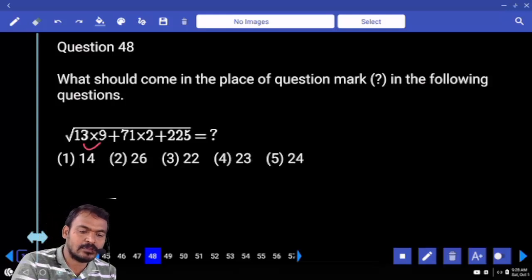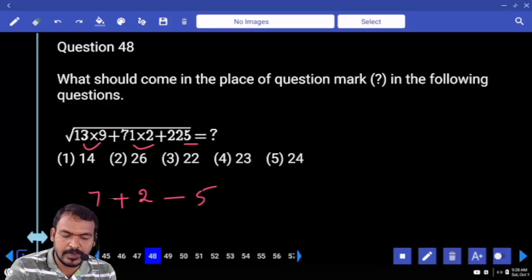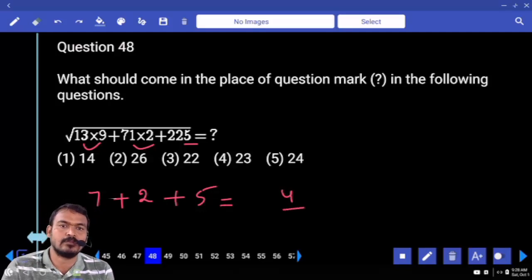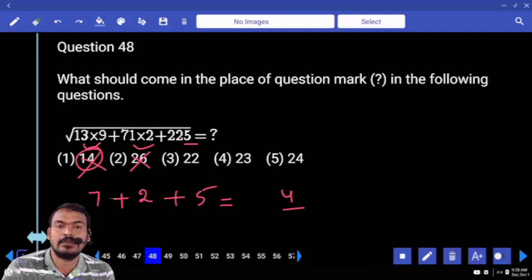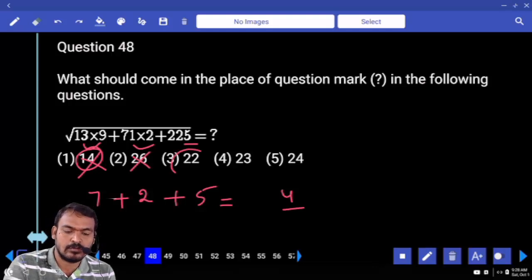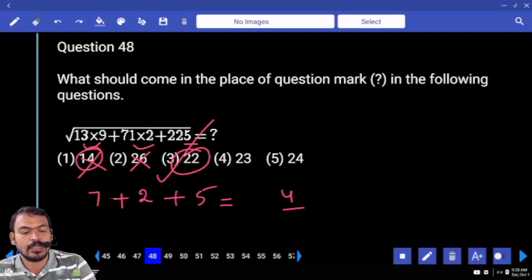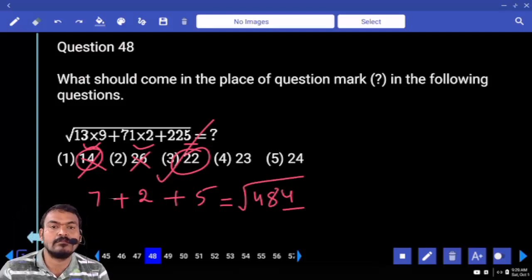3 nines are how much? End with 7. 1 into 2, 2. End with 5. 7 plus 2, 9 plus 5, 14. End with 4. Which option is possible? First option end with 6. Second option end with 6. Third option end with 4. Obviously the third one is the answer, 22 square. I think we are getting square root of 484.